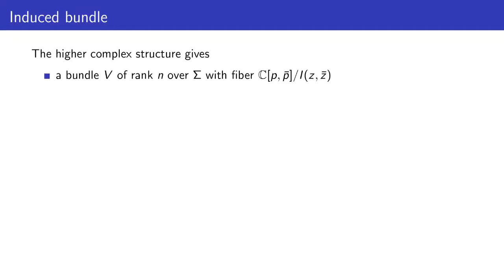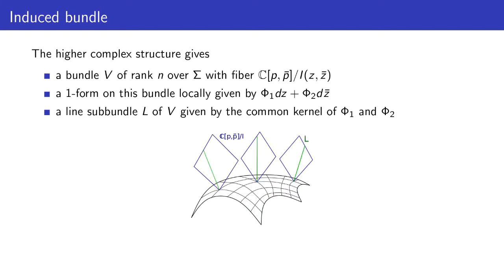We have seen that in the matrix viewpoint, the higher complex structure is given by a matrix valued 1-form. And in fact, this matrix valued 1-form, which we can write phi1 dz plus phi2 dz bar, lives in this bundle. And finally, inside this bundle of rank n, there is a canonical line subbundle, which is given by the common kernel of phi1 and phi2. So the idea is to start from this bundle and from this matrix valued 1-form and to deform it into a flat connection.